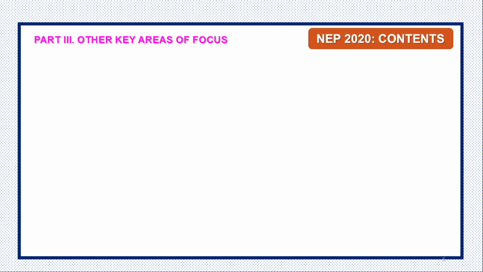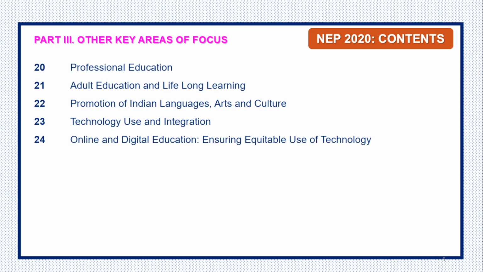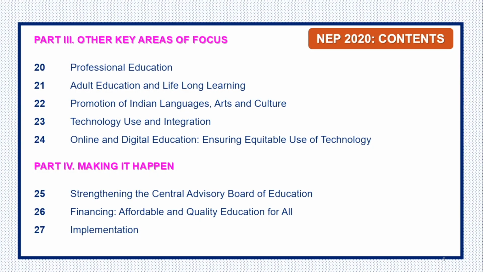The third and fourth parts are small parts. The third part is about other key areas of focus, which includes professional education, adult education, lifelong learning, promotion of Indian languages, arts and culture, technology use, technology integration, online and digital education, ensuring equitable use of technology. The last unit, part 4, is all about making it happen, and it includes strengthening the Central Advisory Board of Education, then financing, and the final part is all about implementation.